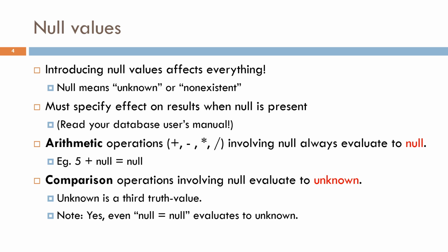Firstly, arithmetic operations like addition, subtraction, multiplication, and division that involve null values always result in null. For example, 5 plus null equals null. It's as if the presence of null makes the outcome uncertain.